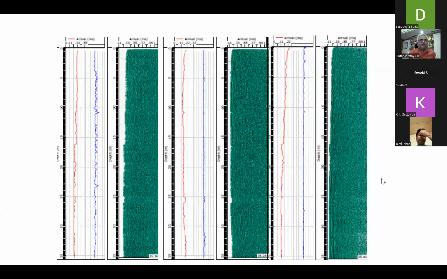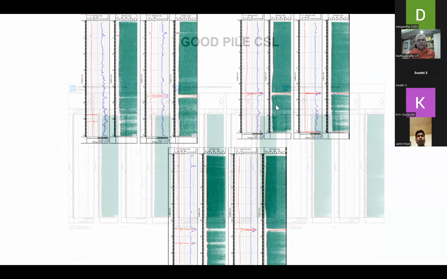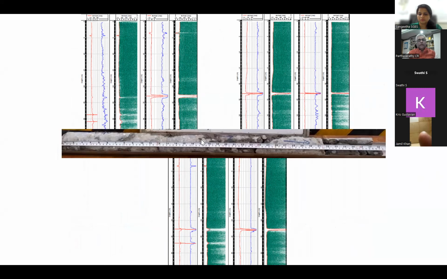Let us see some more data sets. So this is a good pile, with no loss of signal in the waterfall diagram. This is also a good pile, no problems. But when you see this data set, at a similar depth in all possible combinations, at around 25 to 28 meters, you see there is a loss of signal, which indicates a severe defect when this pile was cored at the center of the pile.